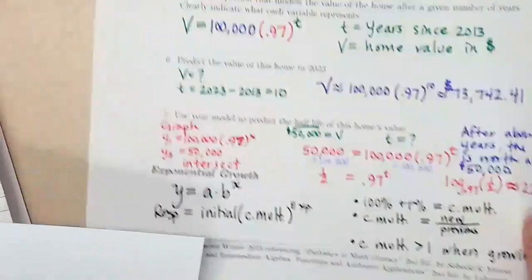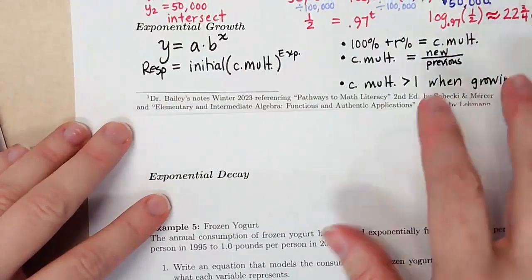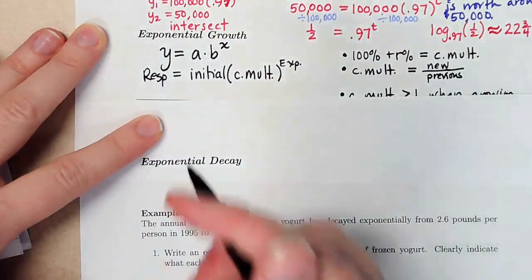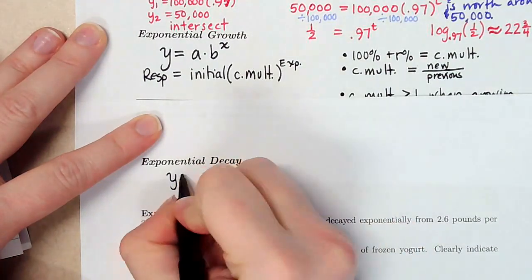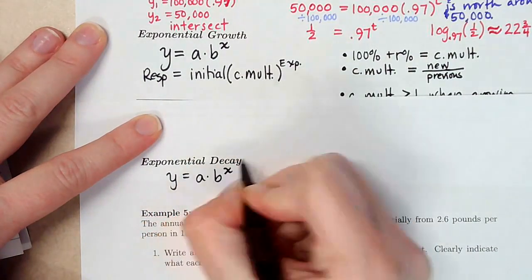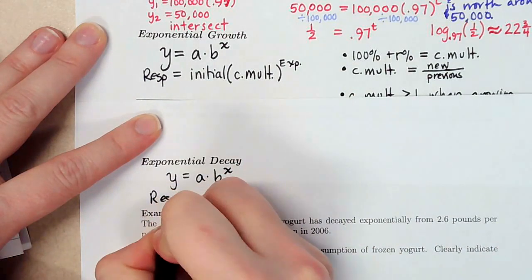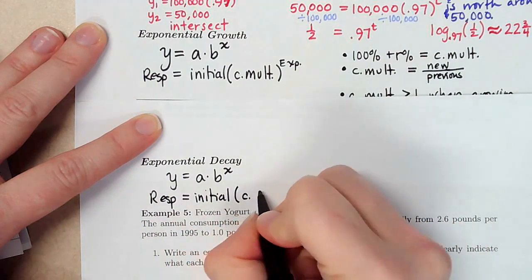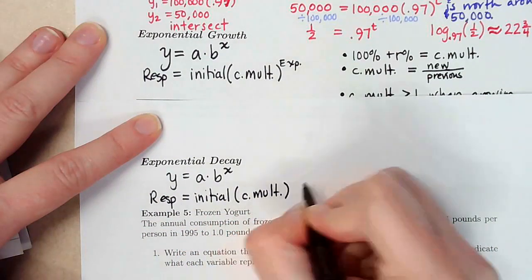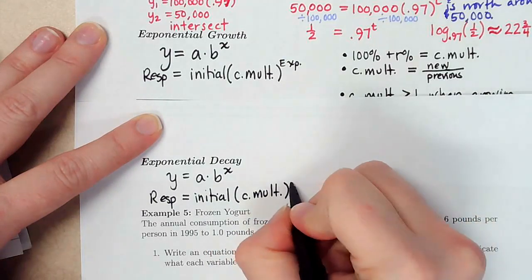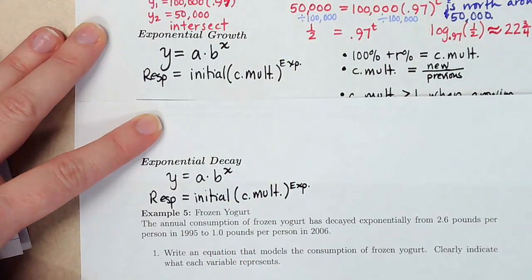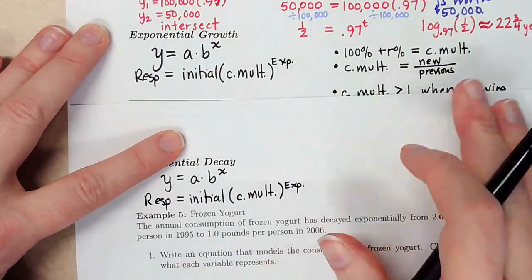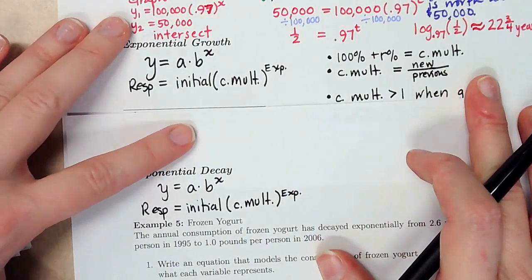Now, when it comes to decay, we're going to see something similar. When it comes to decay, it'll still be exponential. A times b to the x. So the response variable is still the initial times the constant multiplier that is repeatedly multiplied, which gives it an exponent variable. So repeated multiplication is represented through exponents. So that is all the same.